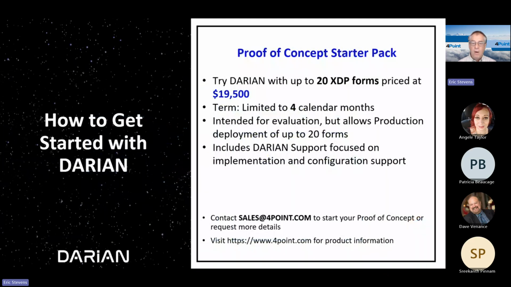One of the things that we put together to help people get started on this is a proof of concept starter pack. 20 forms. You're welcome to put them into production. It's intended for evaluation at a very low cost that you can try for 4 months. It includes our support to assist you with implementation, configuration, making sure it's all connected to AEM properly. It allows you to try out different forms, see how they work with it, connect it into an internal portal if you want, a dev portal, wherever you want to do it, to see the kinds of structure that you can put in place and to evaluate whether or not this is something that you should add.